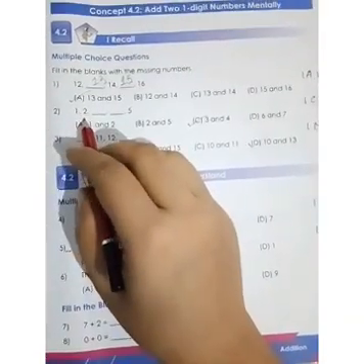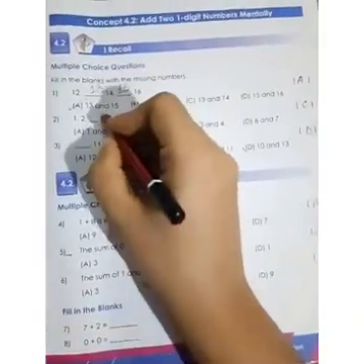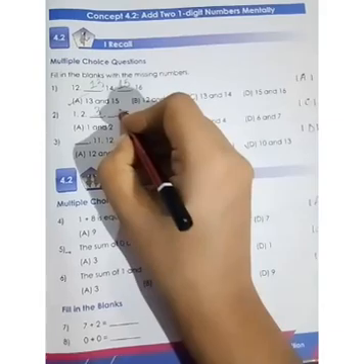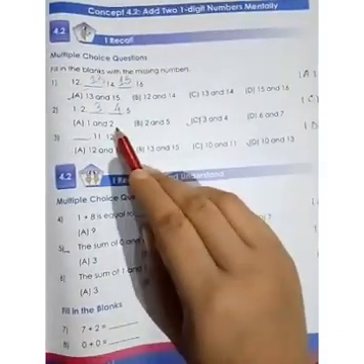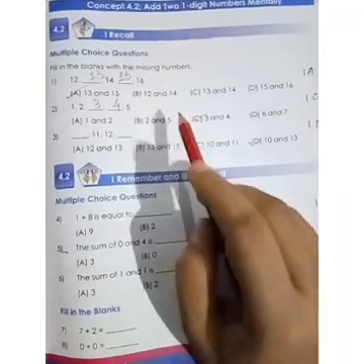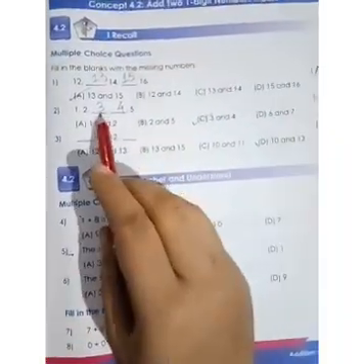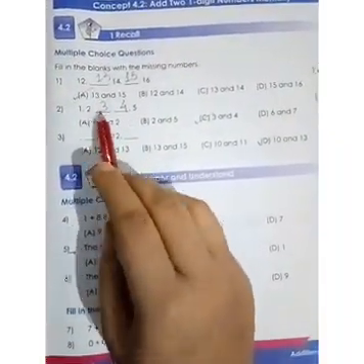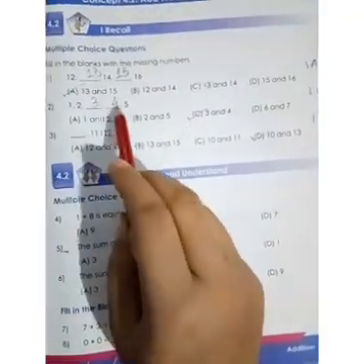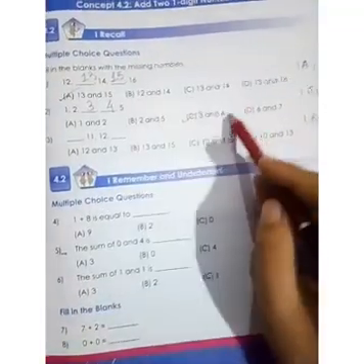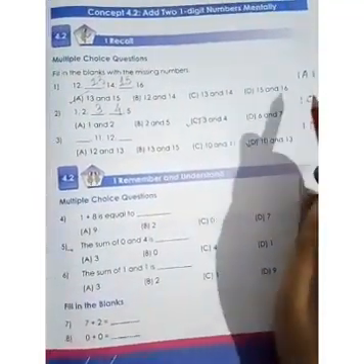Similarly, the next one is 1, 2. So after 2, what will come? 3. After 3, 4. Then 5. So which is the correct order? 1 and 2, no. 2 and 5, no. 3 and 4. That means we have to find whatever is in the blank in the option number. So 3 and 4. We have placed 3 and 4 here. Okay, so this C is the correct answer. Here it is, I have written.